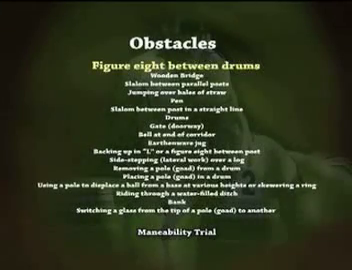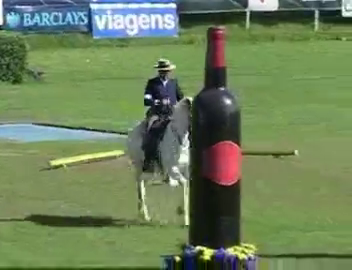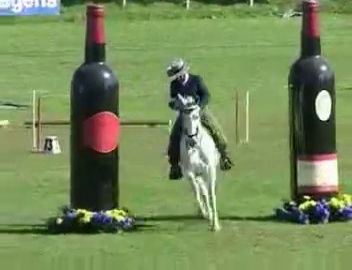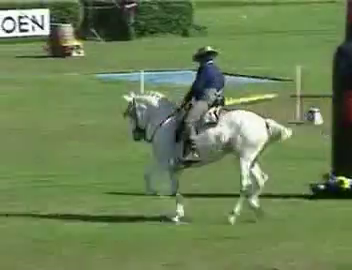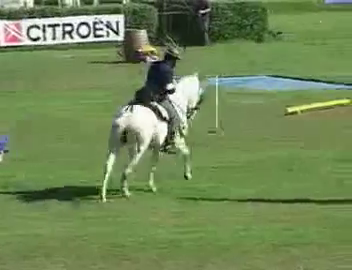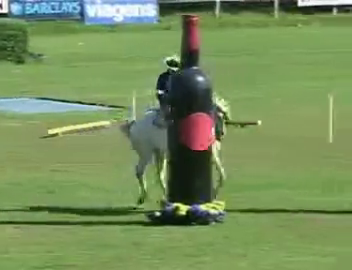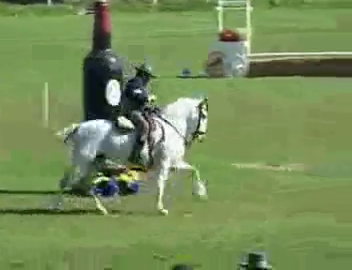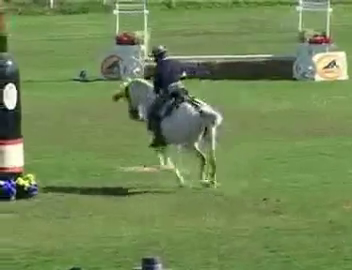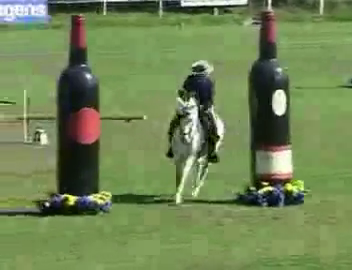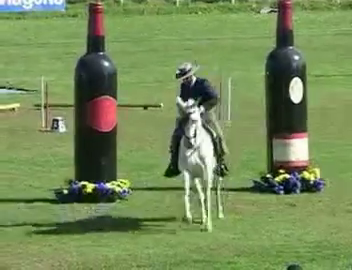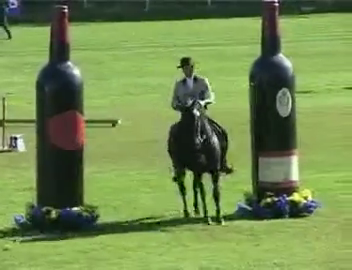Figure 8 between drums. The obstacle consists of two drums placed at a distance of 3 meters away from each other, with the distance being measured from the center of the drums. The horse will approach at a canter between the drums and perform a 3-meter diameter turn around the right-hand drum.